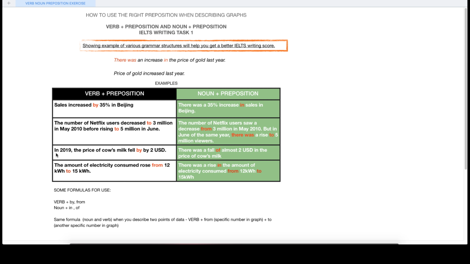Number 3, in 2019, the price of cow's milk fell by $2. The same thing in the noun form would be there was a fall of almost $2 in the price of cow's milk. Also, if you generally see, the noun form is slightly longer than the verb form.